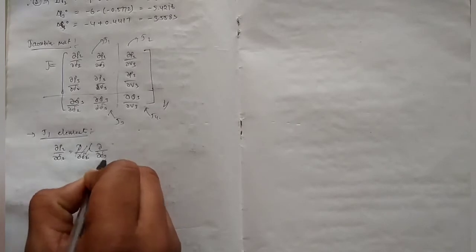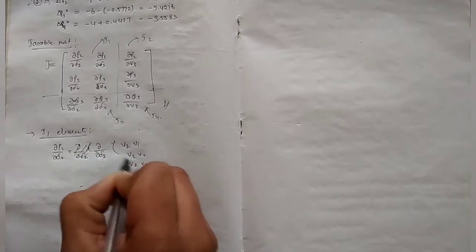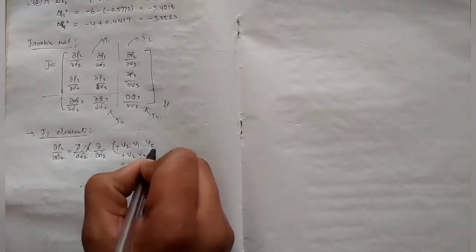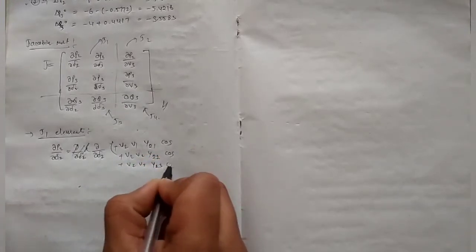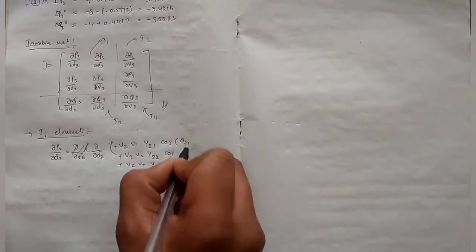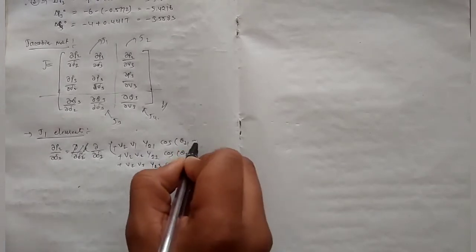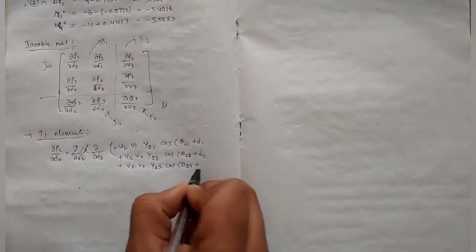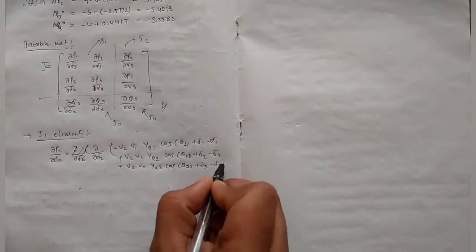Okay, I'll write one value, that is ∂P2/∂δ2. I'll write the P2 expression, that is V2 (V1 Y21 cos(θ21 + δ1 − δ2) + V2 Y22 cos θ22 + V3 Y23 cos(θ23 + δ3 − δ2)).